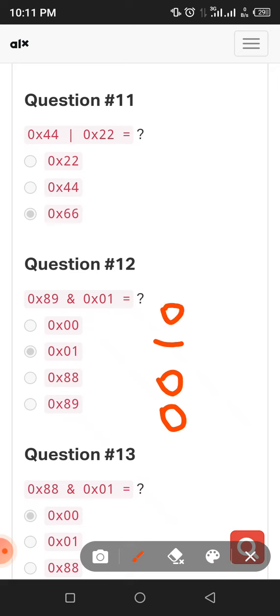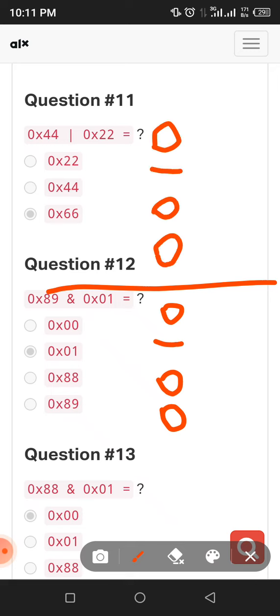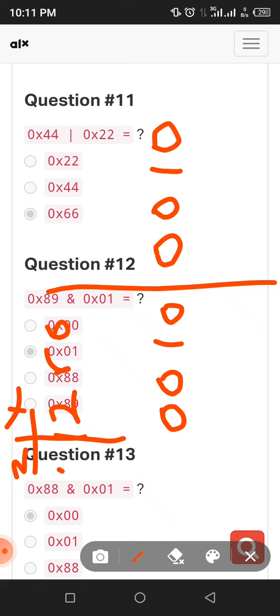Let me draw my line here. 0, 0, 1, 0. Then 4 should be, let me check 4. Let me do a quick calculation here, because I always forget things. 2 goes into 4 twice, remainder 0. 2 goes into 2 once, remainder 0, and then 0 remainder 1. So that is 1, 0, 0.